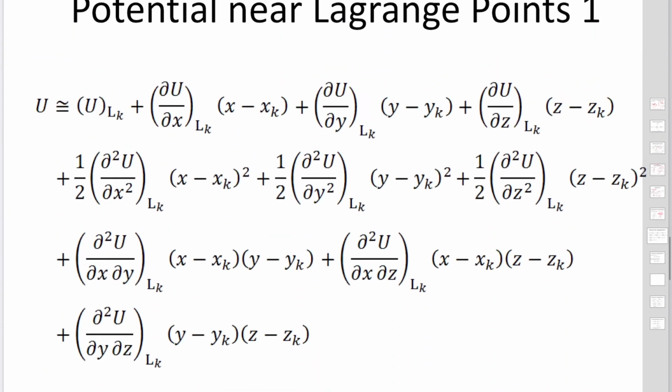Then we'd like to express the potential near the Lagrange point. This is a Taylor series expansion of the potential up to the second order. So we approximate the potential as a parabola. This leads to the linear force. If you consider the second order, as I explained, it becomes a first order force. So it leads to the linear force. We ignore higher order potentials because we consider small displacement.